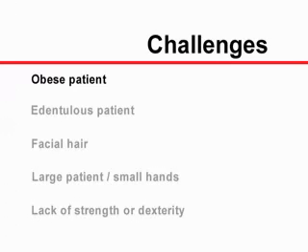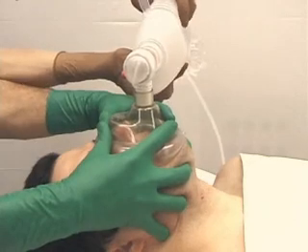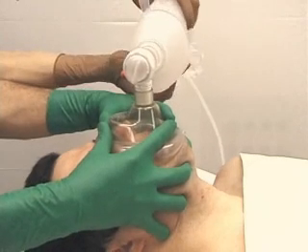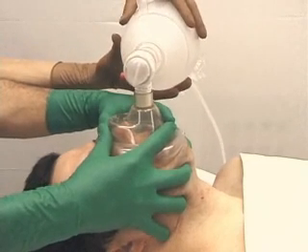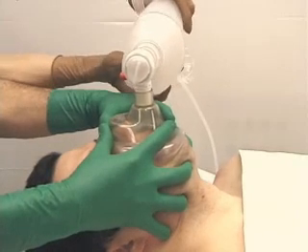This challenge can occur in obese or edentulous patients, or in those with abundant facial hair. Additionally, large patients may present a challenge for individuals with small hands or with insufficient manual strength or dexterity. In these situations, the mask can be held with two hands, with each hand positioned as described in the one-hand technique. A second person compresses the bag valve device.